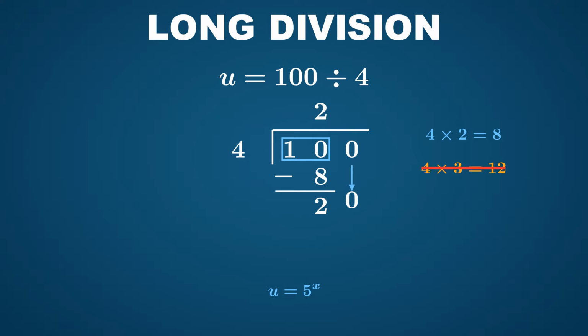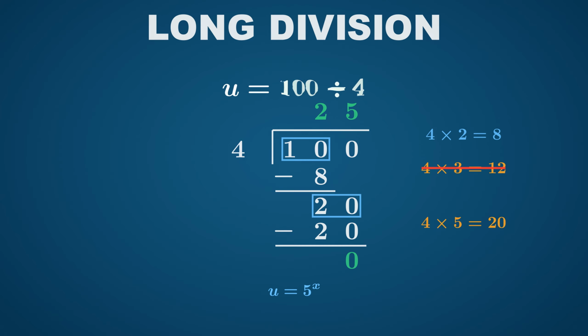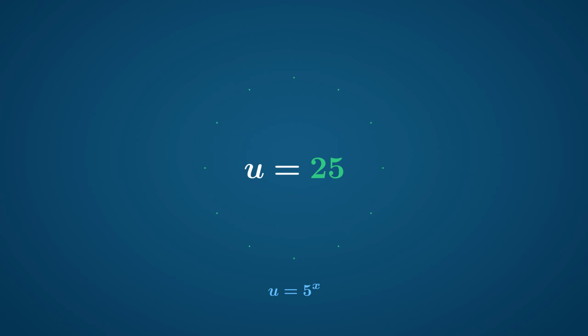We then bring down the final 0 from the 100. This creates a new working number of 20 at the bottom. We divide this new number 20 by the divisor 4. 4 multiplied by 5 is exactly equal to 20. We write the digit 5 next to the 2 on the top line. The subtraction leaves a final remainder of exactly 0. This perfectly confirms our division result of 25. Now we have found the exact value for our variable u. We determined that the variable u equals 25.